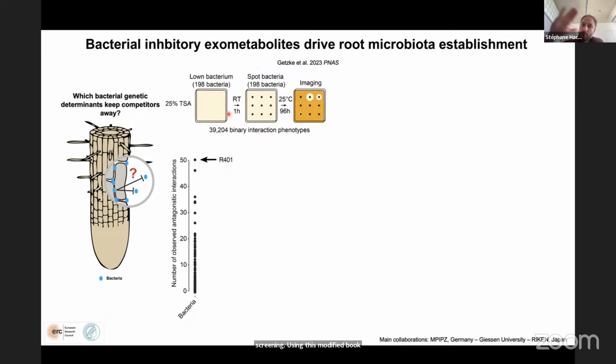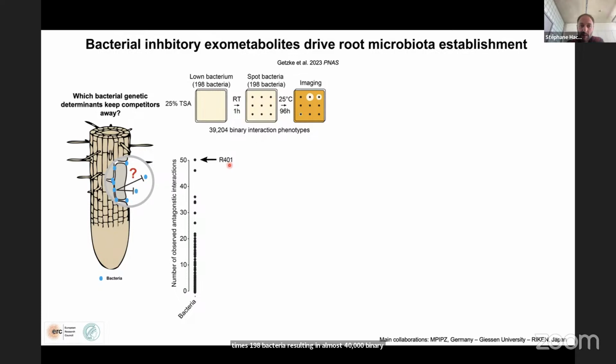Basically, you have a lone bacterium, and on top of it you spot different bacteria. After a few days, you look at the presence of a so-called halo of inhibition, which reflects the fact that this bacterium secretes an exometabolite that inhibits the growth of the lone bacterium. We screened all possible types of interactions, so 198 times 198 bacteria, resulting in almost 40,000 binary interaction phenotypes.